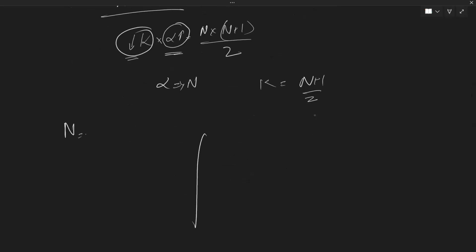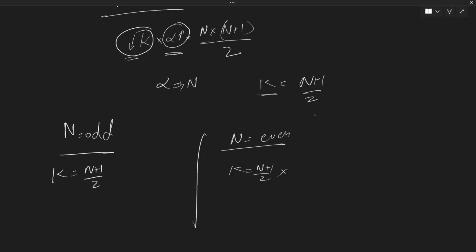But there are two cases: n is odd, n is even. If n is even, then k will be some decimal. You cannot have a decimal number of subarrays. You cannot have 3.5 subarrays. So in this case, k equal to (n plus 1) by 2 is not possible. But in the odd case, if alpha is n, k will be (n plus 1) by 2. So is it possible to have this? Yes, it's always possible. How?